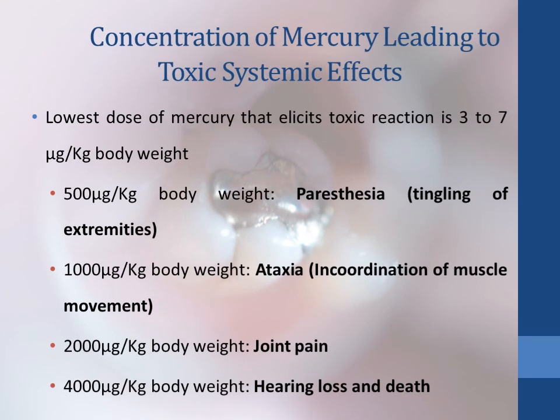So if you look at the doses and the systemic effects, it's been seen that 500 micrograms per kg body weight of mercury leads to paresthesia. Then 1000 micrograms per kg body weight leads to ataxia, and then further on joint pain, hearing loss, and death.